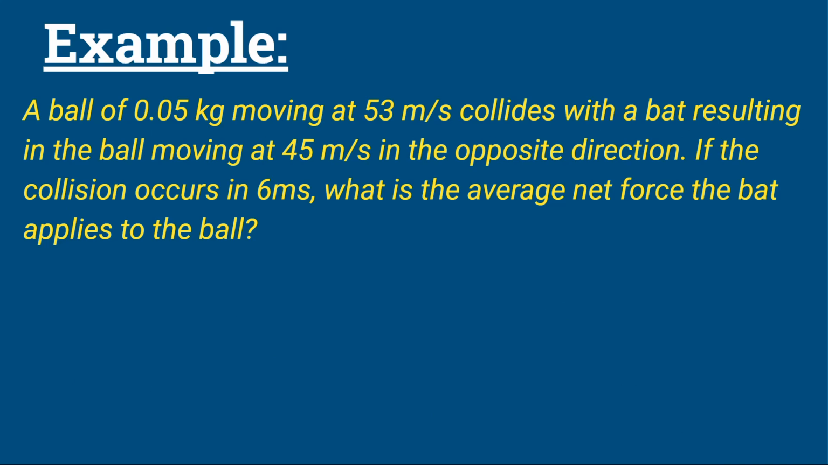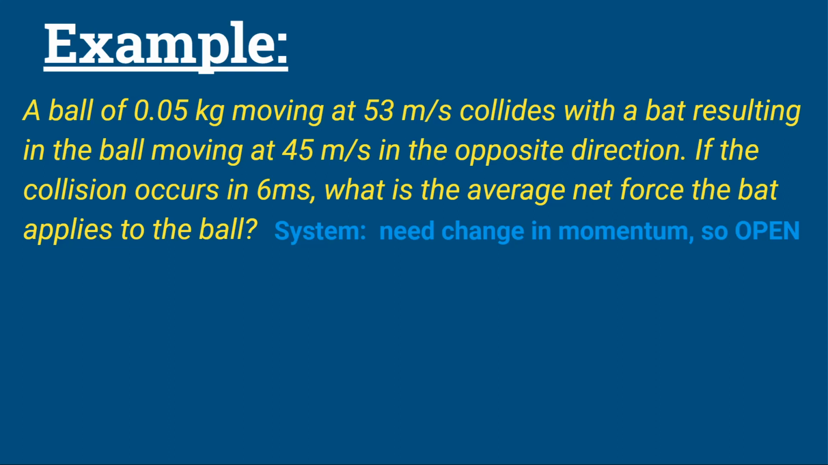All right, so let's try an example calculation problem. This one says a ball of 0.05 kilograms moving at 53 meters per second collides with a bat, resulting in the ball moving at 45 meters per second in the opposite direction. If the collision occurs in 6 milliseconds, what is the average net force that the bat applies to the ball?